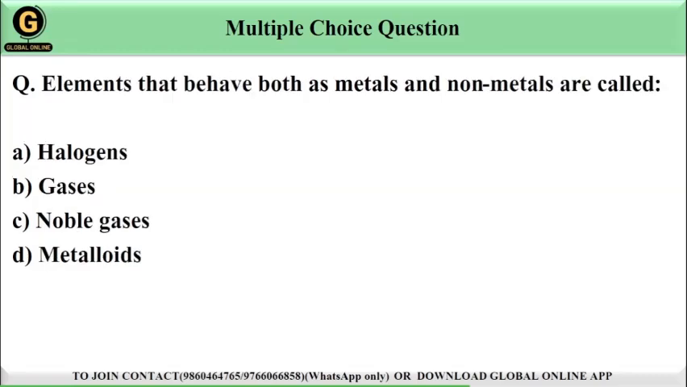Elements that behave both as metals and non-metals are called. We have options here: option A, halogen; option B, gases; option C, noble gases; and option D, metalloids. So guys, metalloids are elements that exhibit properties of both metals and non-metals. They can conduct electricity better than non-metals but not as well as metals, making them useful in semiconductors. Examples of metalloids include silicon and germanium. Halogens, noble gases, and general gases do not have this characteristic dual behavior. So the correct answer will be option D, metalloids. Let's move to the next question.